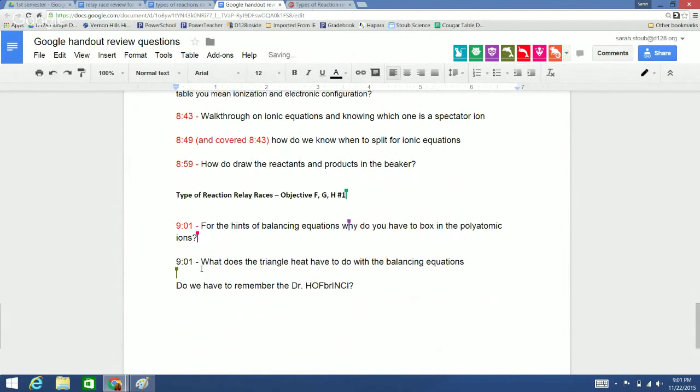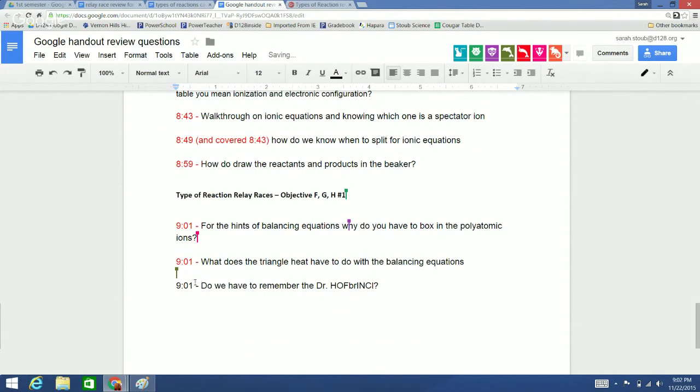What does the triangle heat have to do with balancing equations? It doesn't have anything to do with actually balancing equations. It just allows you to know more information about what happened in the reaction. I'm not going to grade for that, but I wanted to tell you about what those things are and what they mean, in case you've seen it before, and you'll probably see it again in the future. So we thought we'd talk about it.